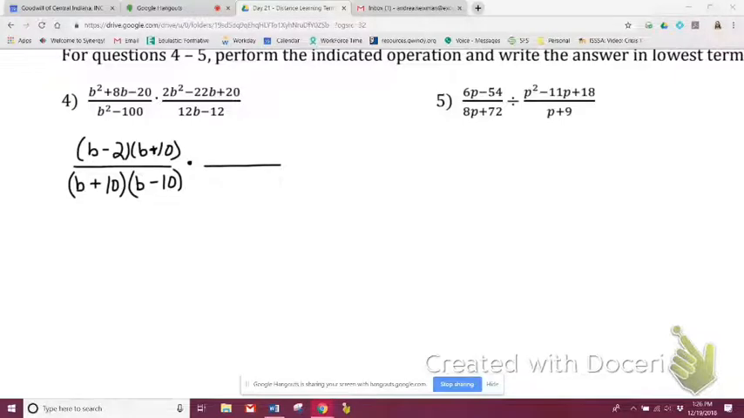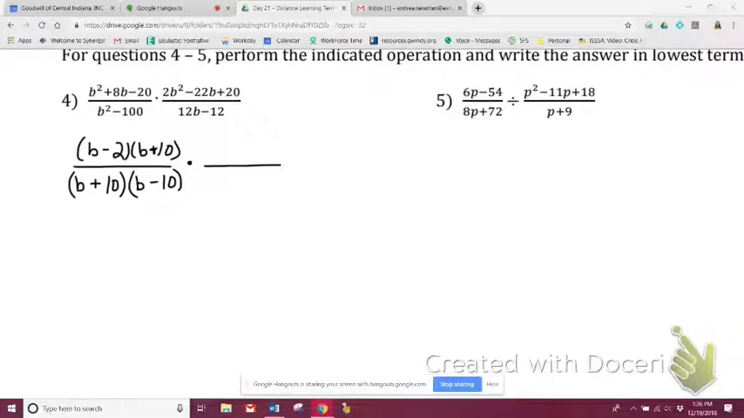So that's one fraction. For the second fraction, what do you notice about the second fraction? 2b squared minus 22b plus 20. What do you notice, there's a 2 right there? So, this one has a leading coefficient. Do all the other terms have a 2 in them? Like, can you factor a 2 out of all those terms?